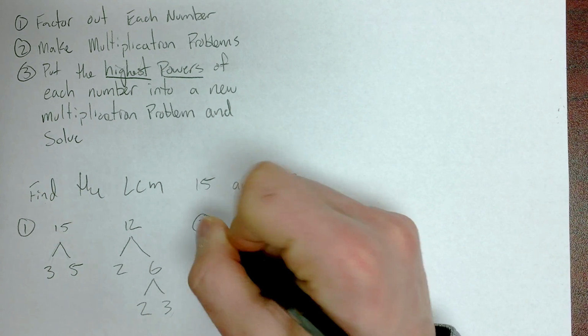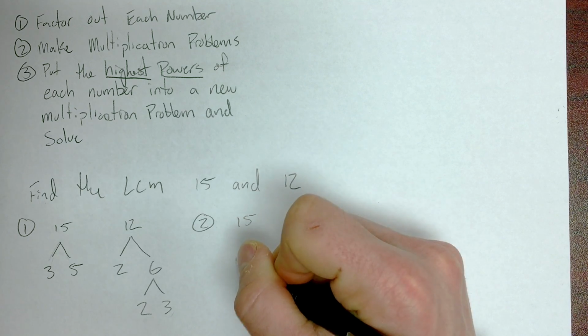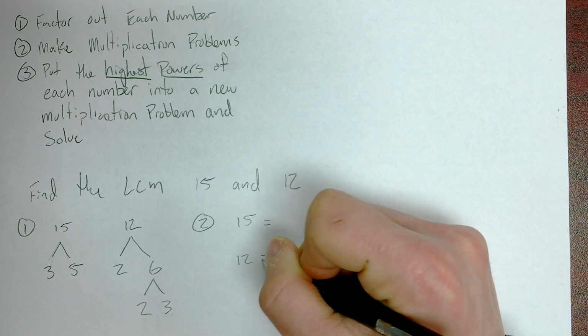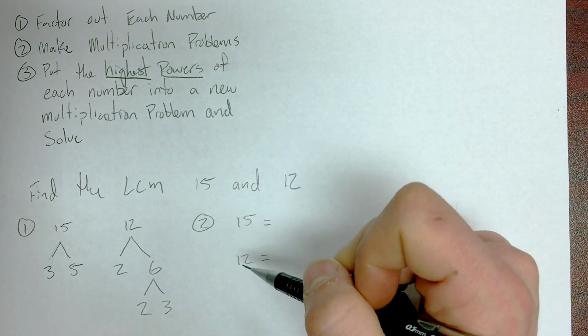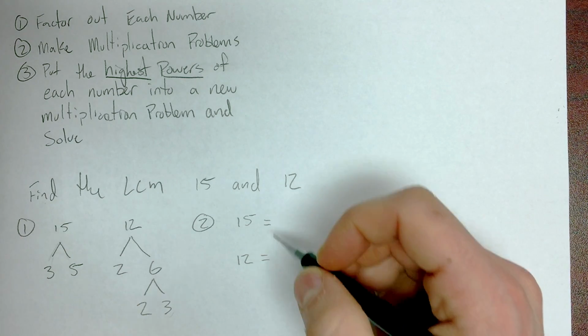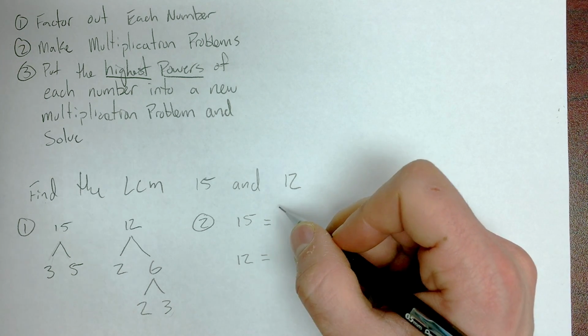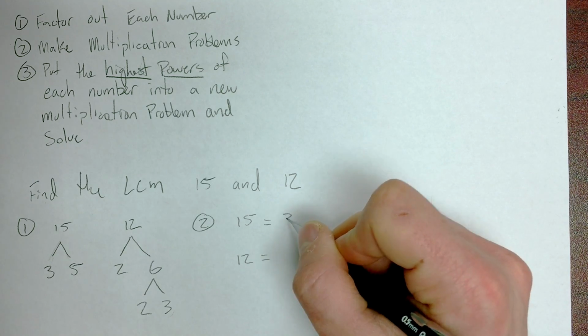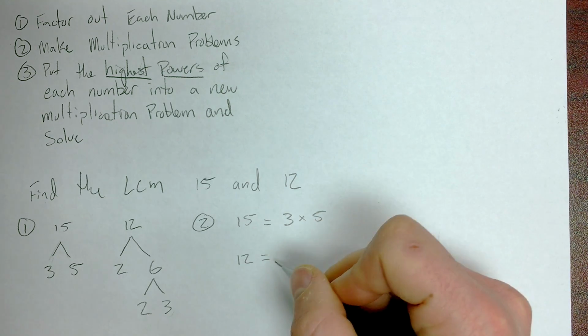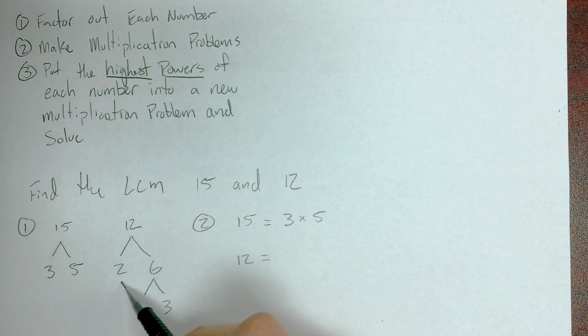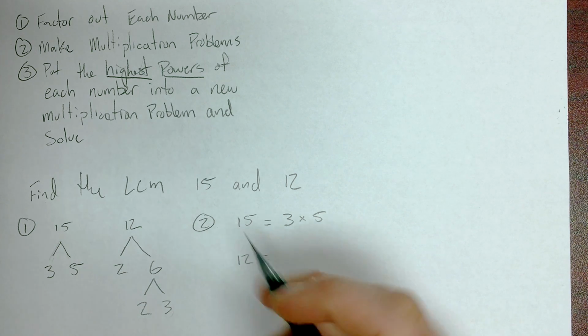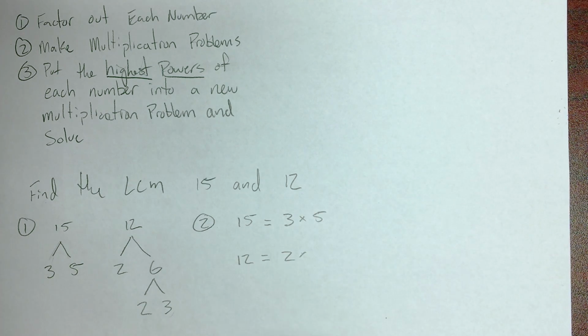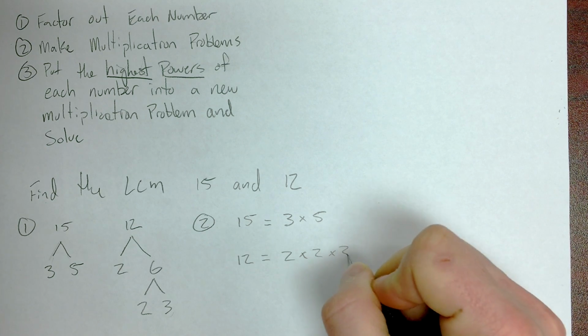Let's move on to step 2. I'm going to make the multiplication problem, so I'm going to write the 15 and the 12 out like this. And I'm going to say that 15 is 3 times 5, and 12 is, going from smallest to biggest, 2 times 2 times 3.